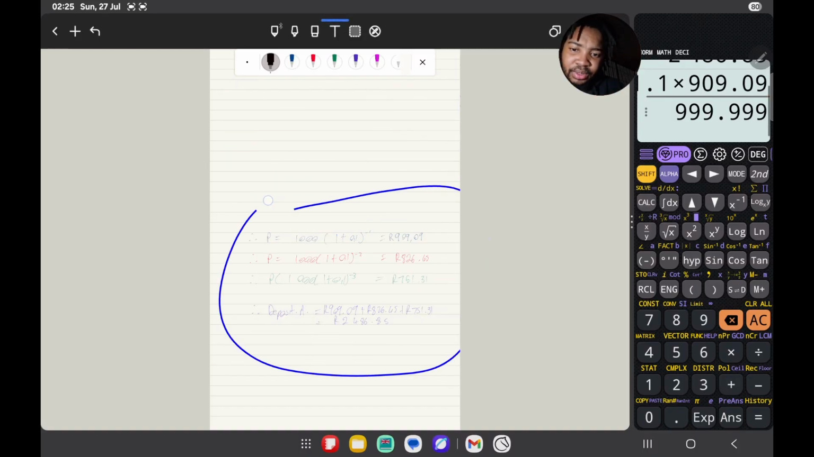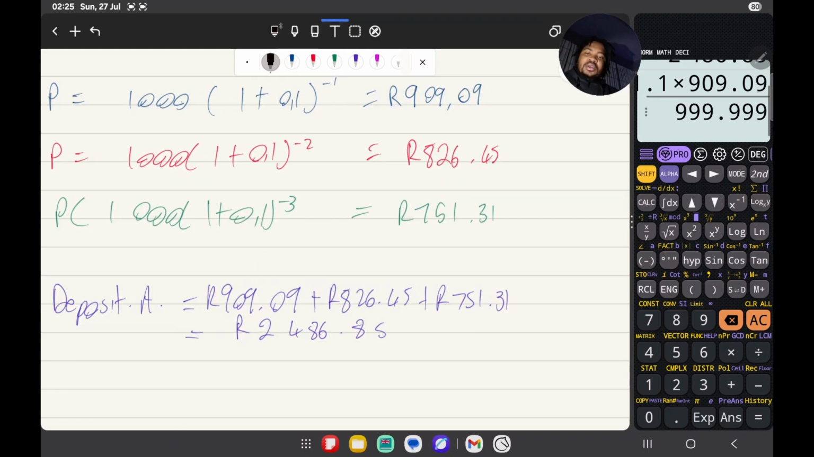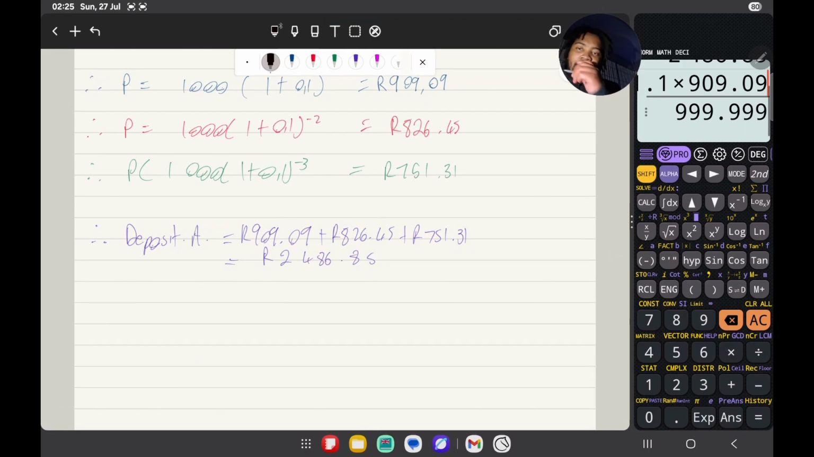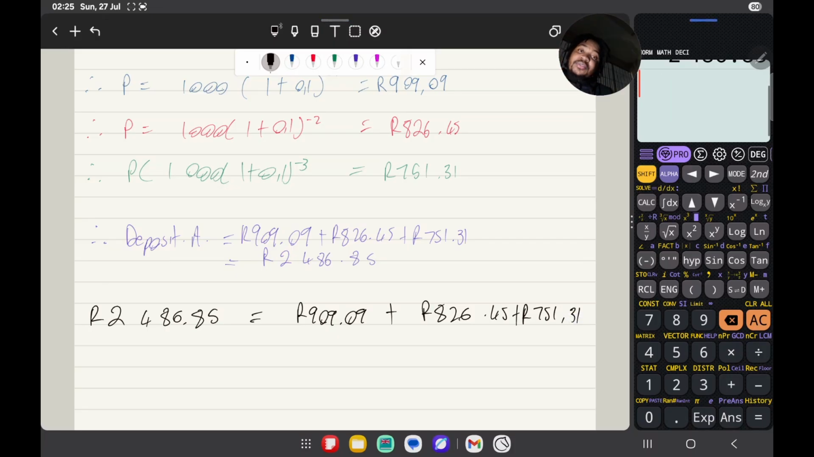And then all of these values, I'm going to put them up there because we're going to need them. Cool. So you guys have now seen that 2,486 rand 86 cents is equal to 909.09 plus 826.45 plus 751.31. That's what you guys have seen right now.